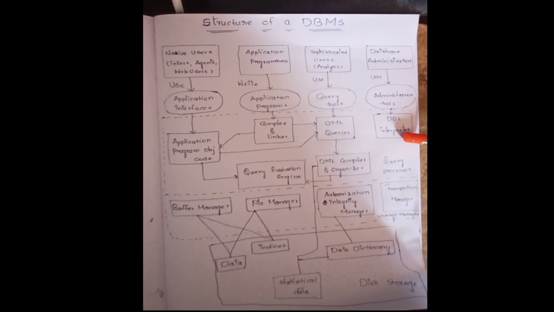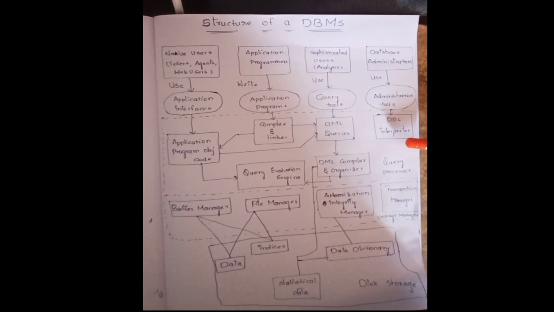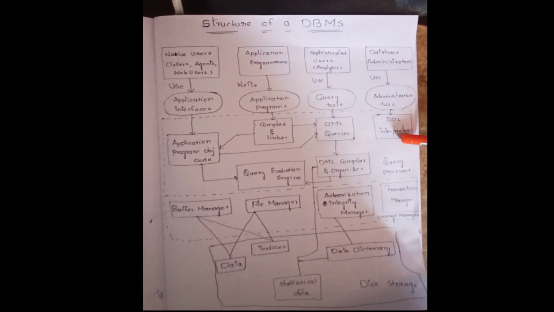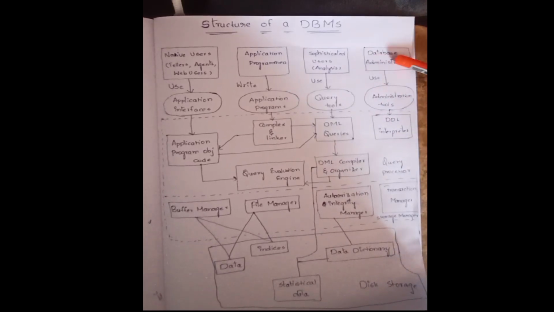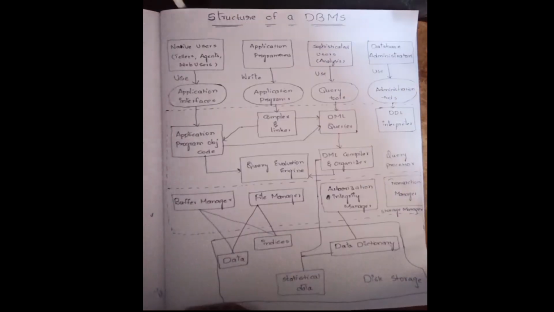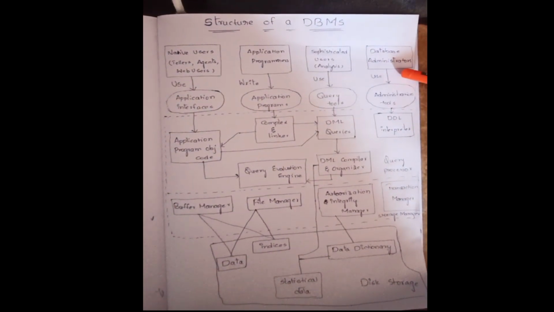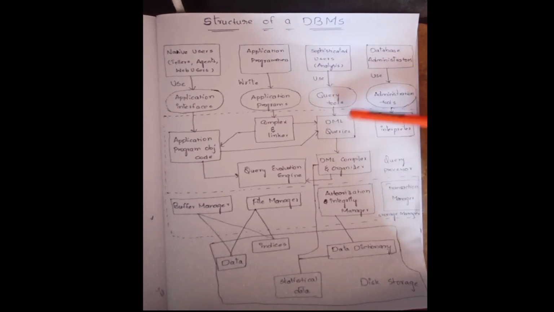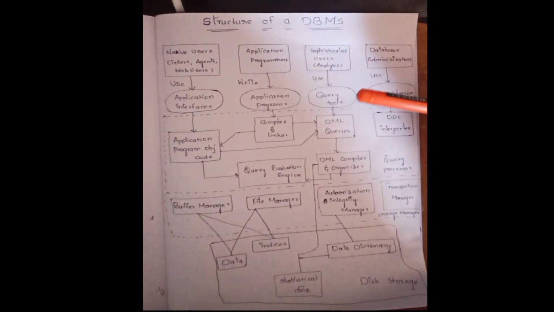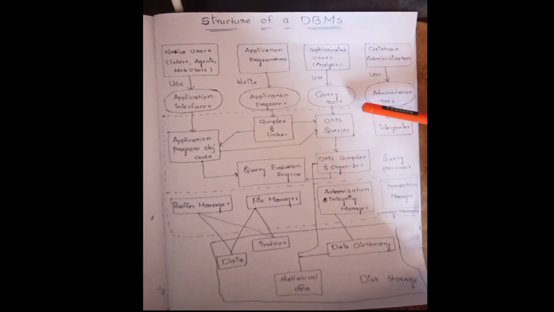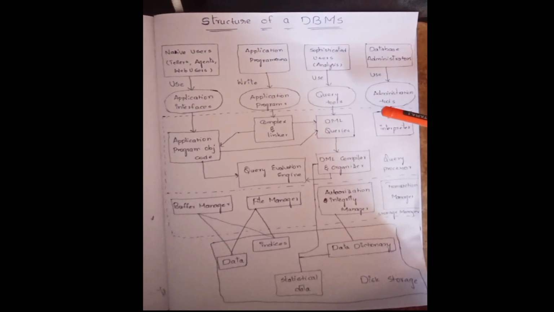DDL directly deals with the schema of the table. So here is the one who has the complete privilege over the database. Who is the one? The database administrator. This database administrator can create a table, create databases, modify the existing databases, add columns, delete columns from the table, anything. That is the DDL also.